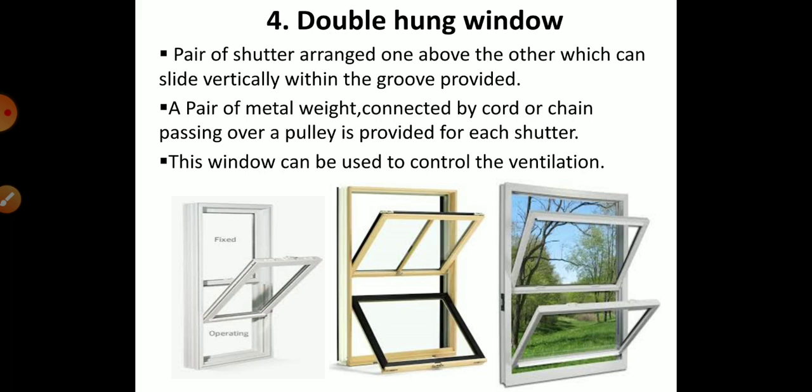The next is the double hung window. A double hung window has a pair of metal weights connected by a cord or chain passing over a pulley, provided for each shutter. The pair of shutters are arranged one above the other and can slide vertically within the grooves provided. You can see here this is the double hung window. The next types, that is the sliding window, pivoted window, louvered window, metal window, all these we will discuss in the next lecture.